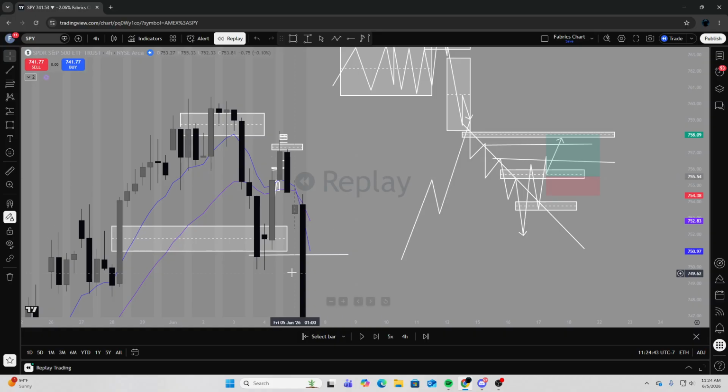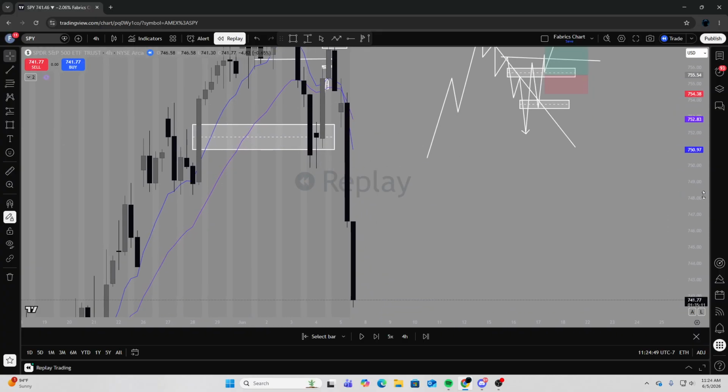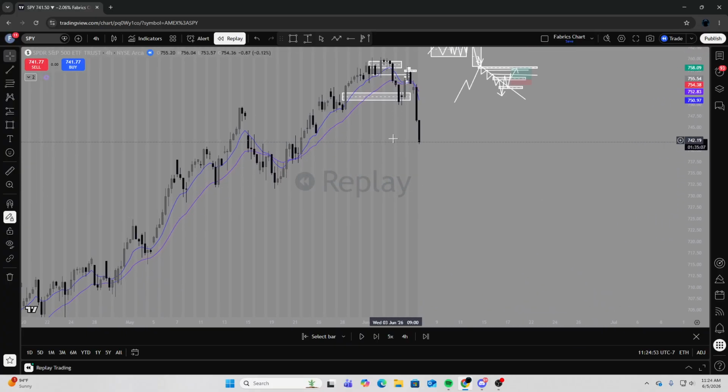Alright, so we can see in the 4 hour here, we were having signs of having some shorts, right? So I'm not going to be surprised if next week we see a dump, probably towards these lows here, right?